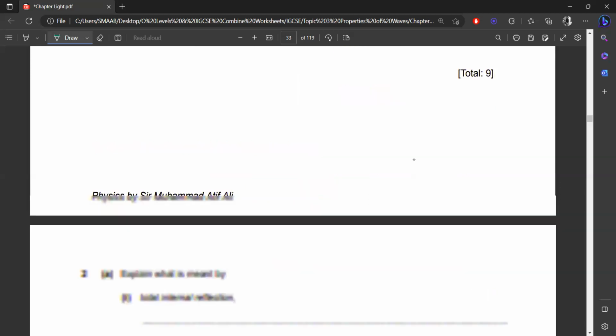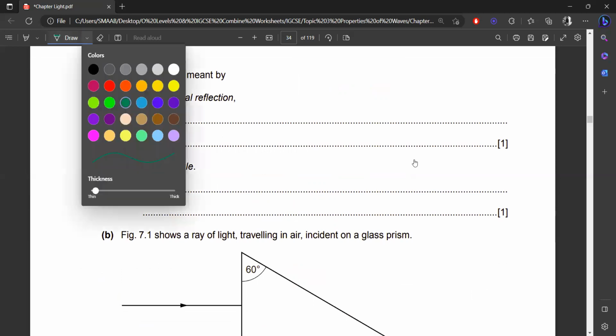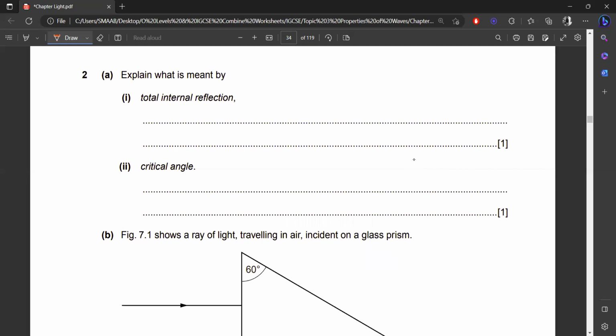Okay, so next question: what is meant by total internal reflection? We know that you just need to remember the condition of total internal reflection. That will help you to write the definition of total internal reflection also, right? So basically, for total internal reflection, light travels from dense to rare, and it also reflects back in the same medium, right? Yes.